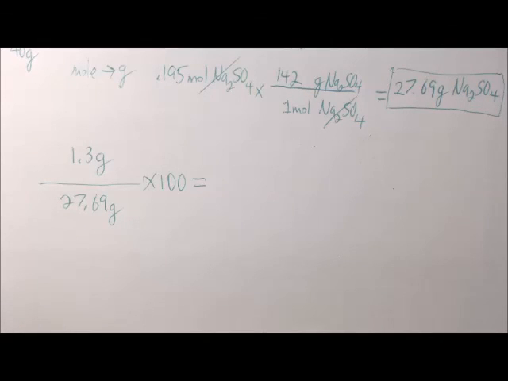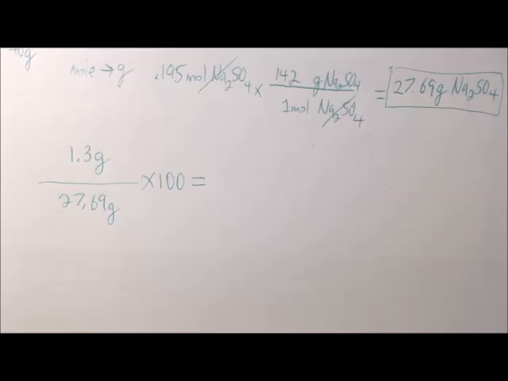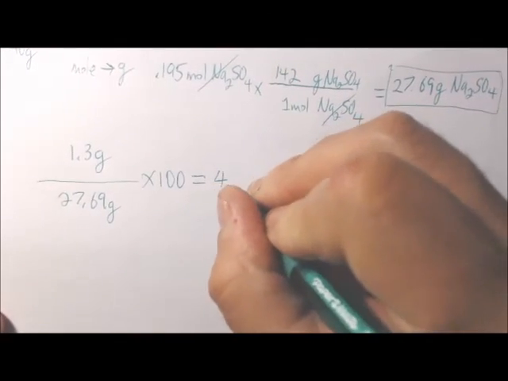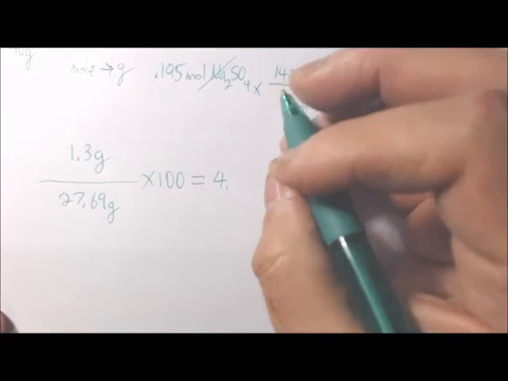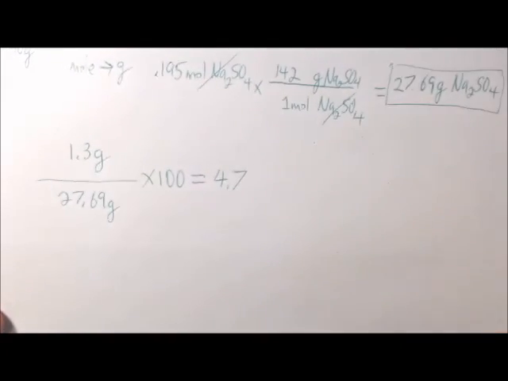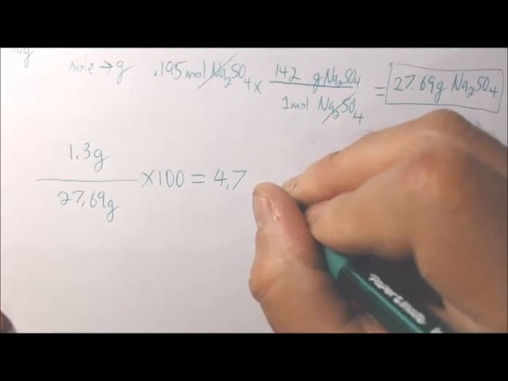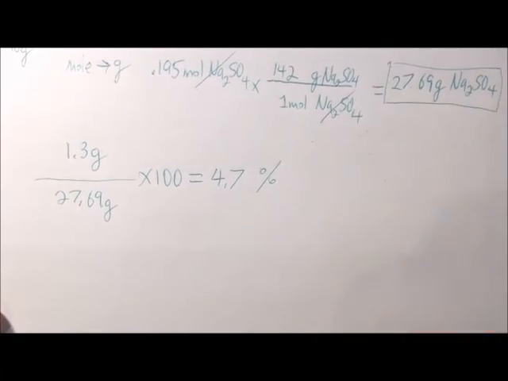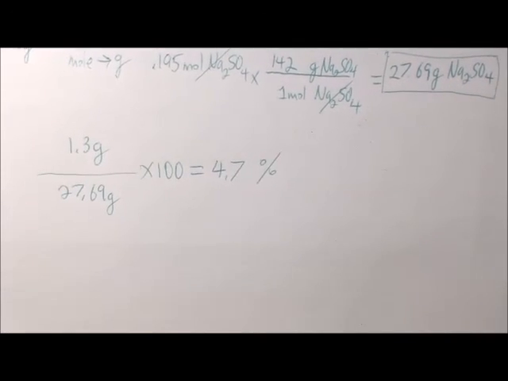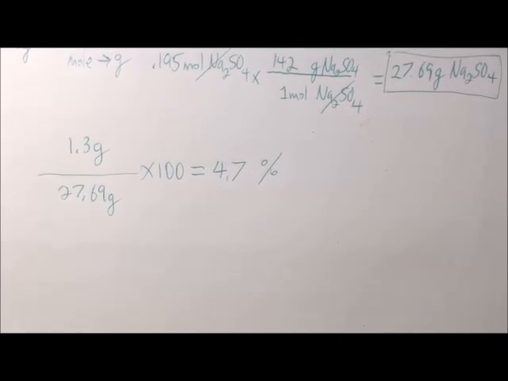Don't forget to multiply by 100. It's going to be low. What do I get? Oh, 4.6948357. I'm going to round that off to 4.7 to make my life easy. 4.7% efficiency. Yahoo!